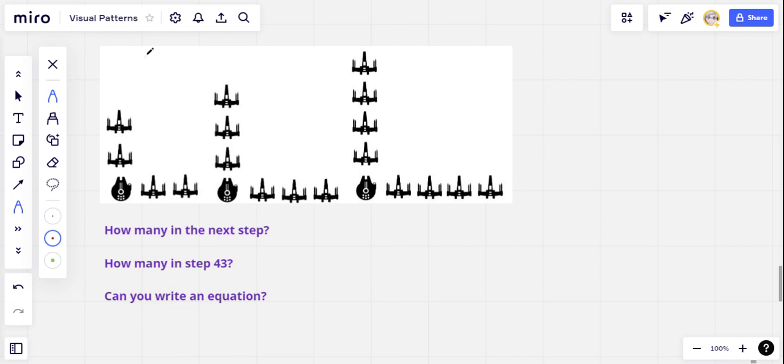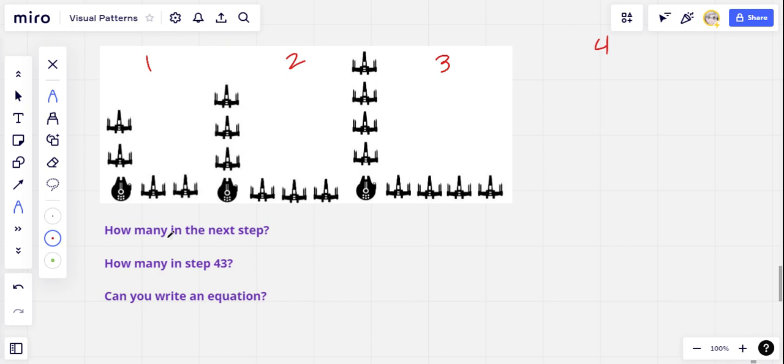Here is our pattern. Here's step 1, here's step 2, here's step 3. And your challenge would be to predict how many of these Star Wars ships are in step number 4. If you can do that, can you figure out how many ships would be in step 43? And can you write an equation to predict the number of Star Wars ships in any step at all? That's the challenge. If you'd like to accept it, pause the video and see what you can do.